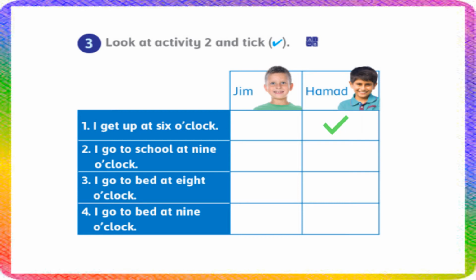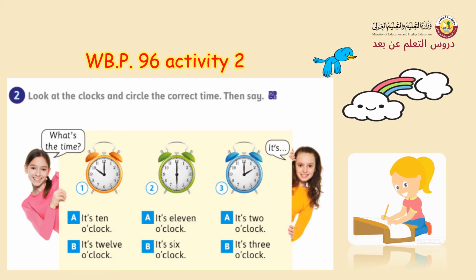Ahmed, he gets up at 6 o'clock. Jem goes to school at 9 o'clock. Ahmed goes to bed at 8 o'clock. Jem goes to bed at 9 o'clock.